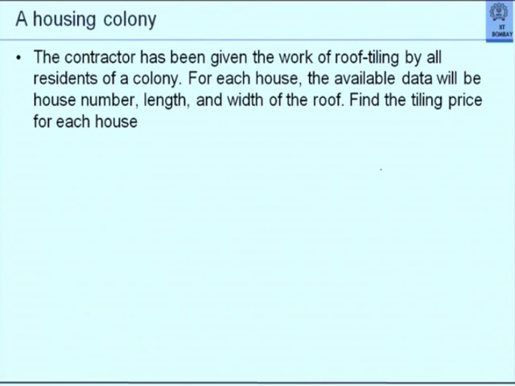We make life more complicated. Now that the contractor is very happy with your programming skills, he says, great guys, they can give me a computer program, I don't have to calculate anything. He says that, look, I am getting this contract for tiling work by all the residents of the colony. Now my munim has a diary where he has house number, length and width. I will ask him to give you that diary. Now what you do is you calculate the price that I should charge to each of the house owners. So give me the house number and the price I should charge. I don't need anything else. The input information I am giving you is house number, length and width of the roof.